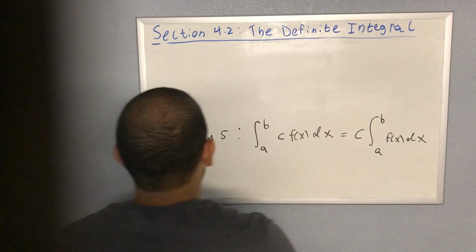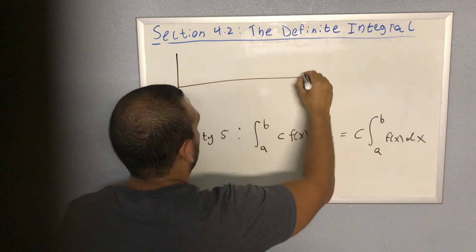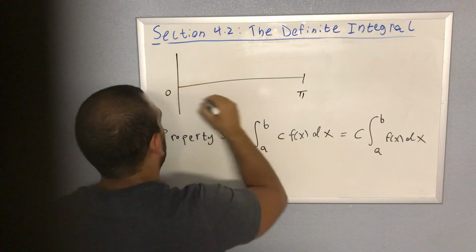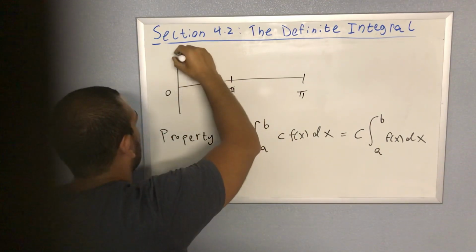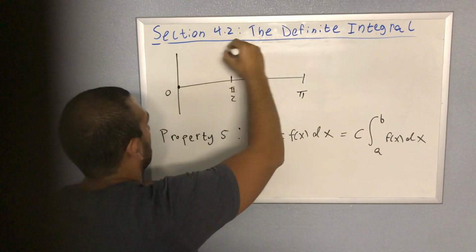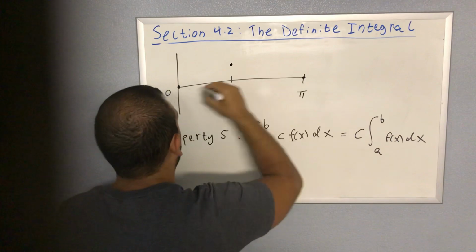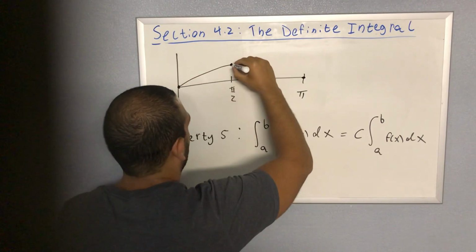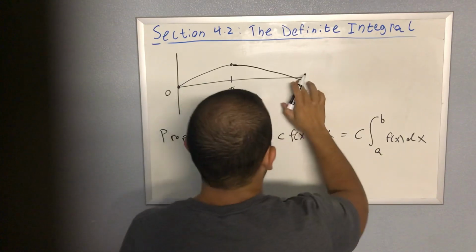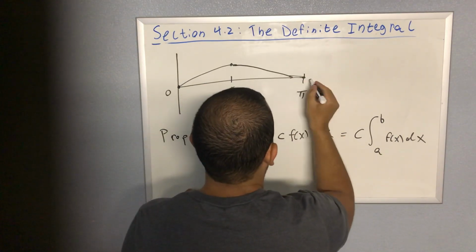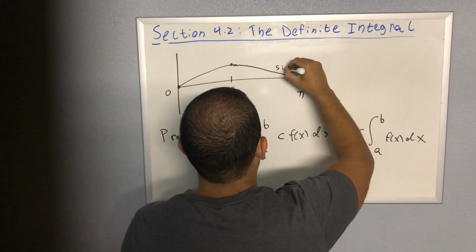Okay, so let's think about the function sine x from 0 to pi. It looks roughly like this. Let me scale it well. So this is sine x.